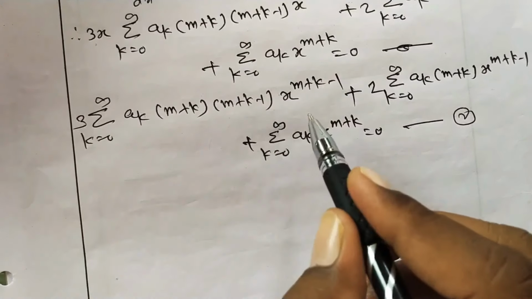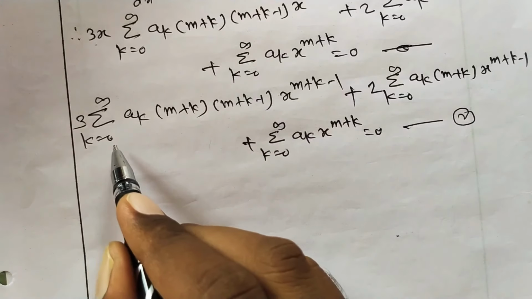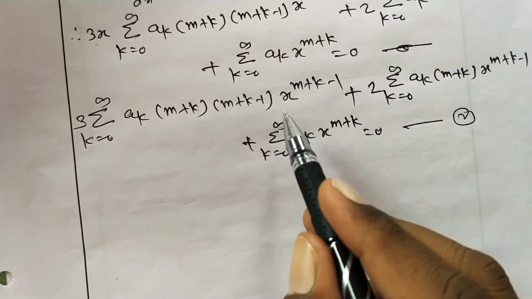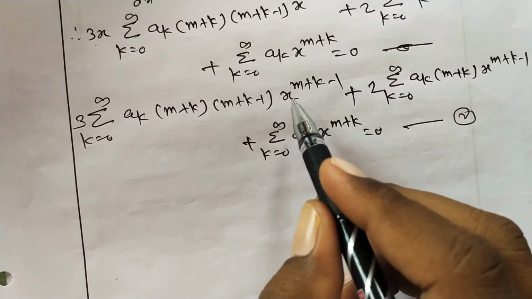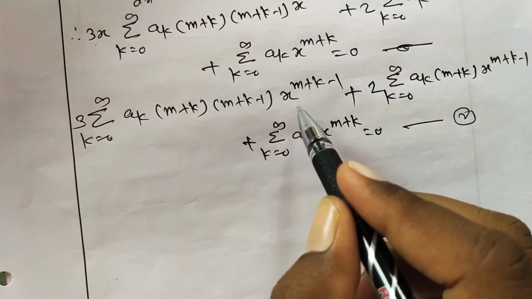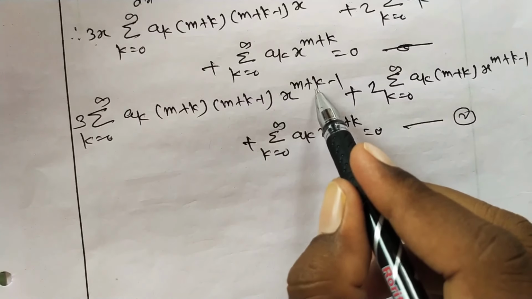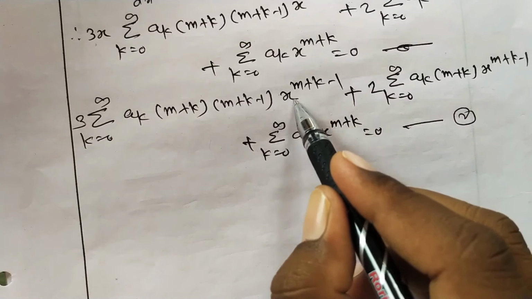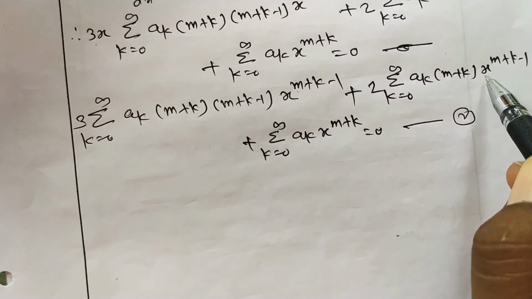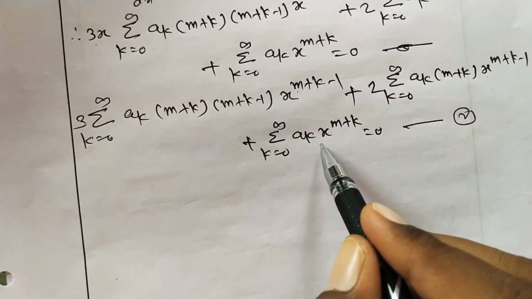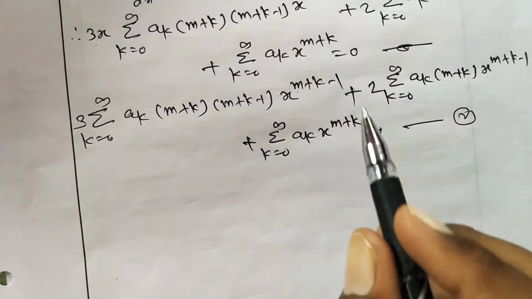Now observe this carefully. Here k starts from 0. So what is the lowest degree term of x? In this equation, if we put k equal to 0, whatever value we get will be the lowest power of x. Correct. Look, if I put k equal to 0 here, what power of x do we get? m minus 1. If we put k equal to 0, then we get the power of x as m minus 1. But here, if we put k equal to 0, the power of x is m. So m is greater than m minus 1.